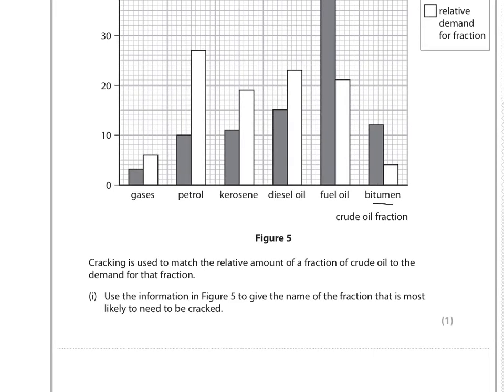ones over this side because these are my long chain hydrocarbons, and one of these, the supply is huge, and that's fuel oil. So fuel oil has got a big supply. I could crack it and turn it into shorter chain hydrocarbons, something like these ones, which are in high demand. So the answer is fuel oil, because that's a long chain hydrocarbon that is in high supply.